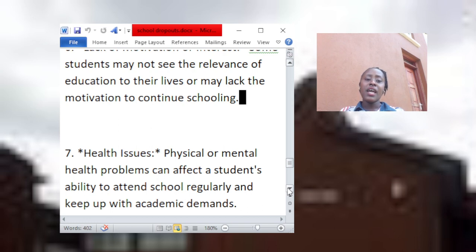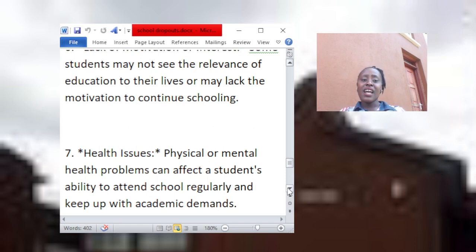and keep up with the academic demands. Some diseases may be chronic and may need attention. You may find that someone is having challenges with their health. They may need regular checkups in hospital. Maybe they have a certain disability that cannot accommodate them at school for a longer time. Maybe there are so many health issues that they cannot be at school full time regularly, and this may lead to school dropouts.